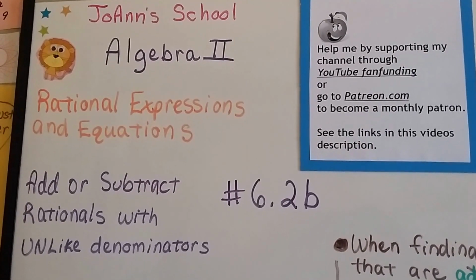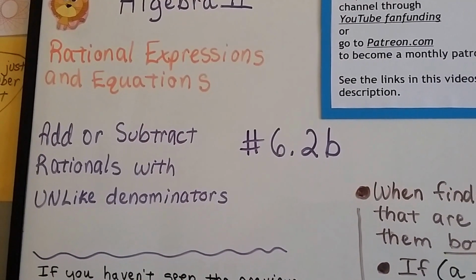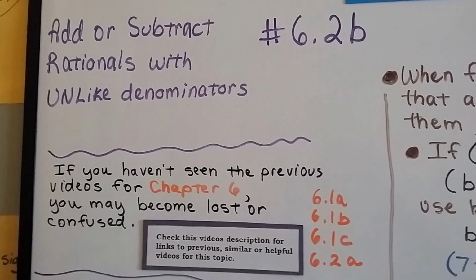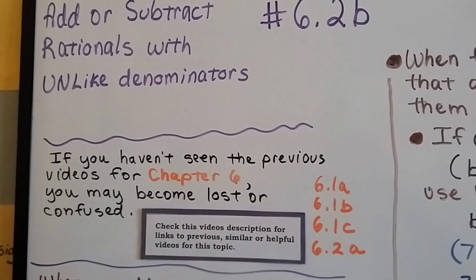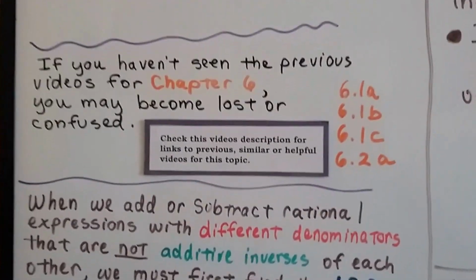Algebra II 6.2b, add or subtract rationals with unlike denominators. Now we did like denominators in 6.2a, and if you missed that one, I don't want you to get confused. You can click on this video's description and watch that one first.